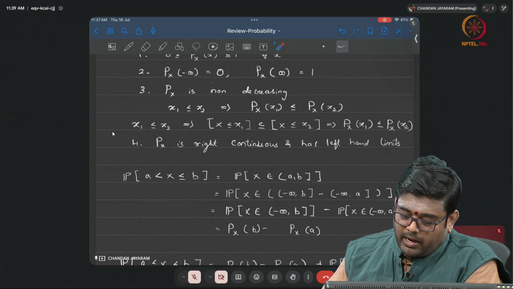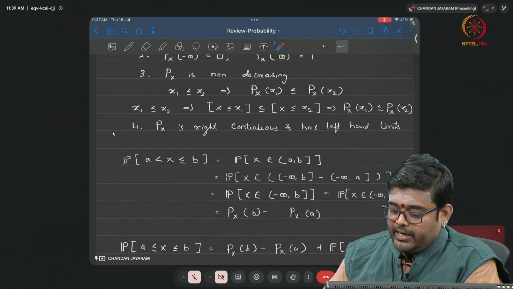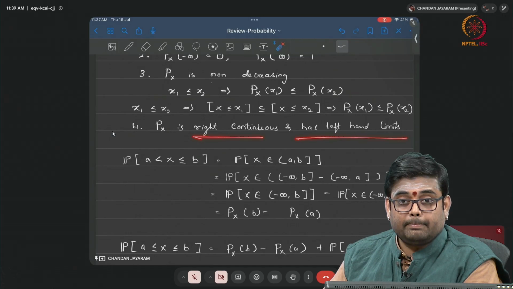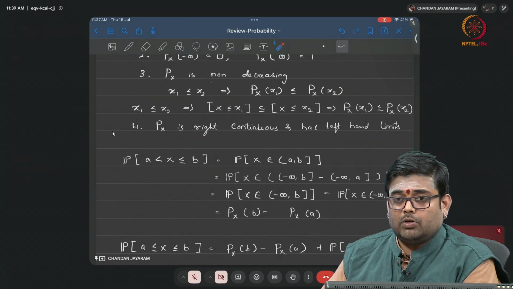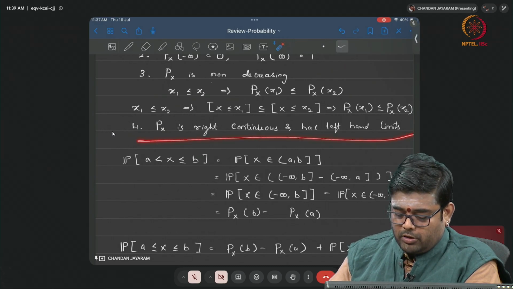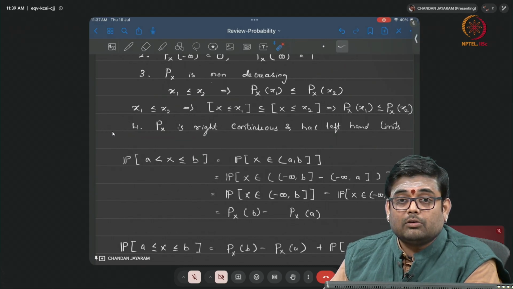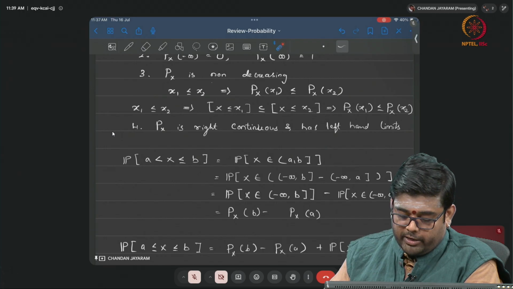Another thing is that this CDF is right continuous and has left-hand limits. At this point I leave this statement as a nice exercise for you. Please go ahead and look into why this is needed, and what will happen if this is not there. I leave it to you as a small exercise. Please go ahead and do that.